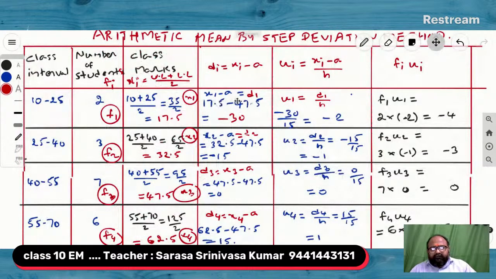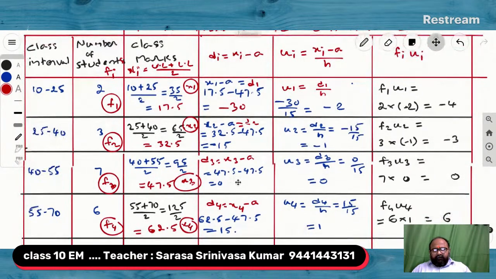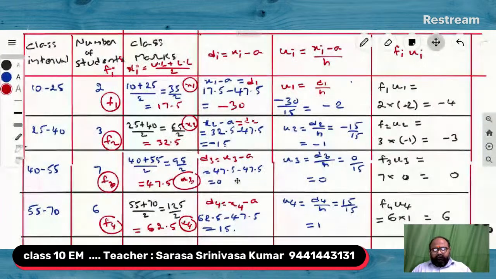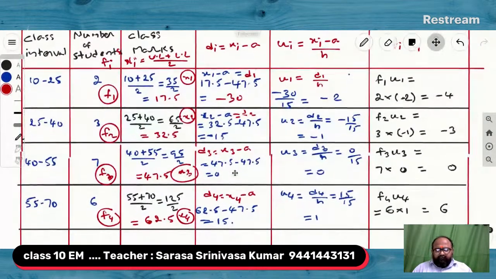D1 equal to x1 minus a. 17.5 minus 47.5, that equals minus 30. D2 equal to x2 minus a equal to 32.5 minus 47.5 equal to minus 15. D3 is x3 minus a. x3 is 47.5, a is 47.5, so 47.5 minus 47.5 is 0.